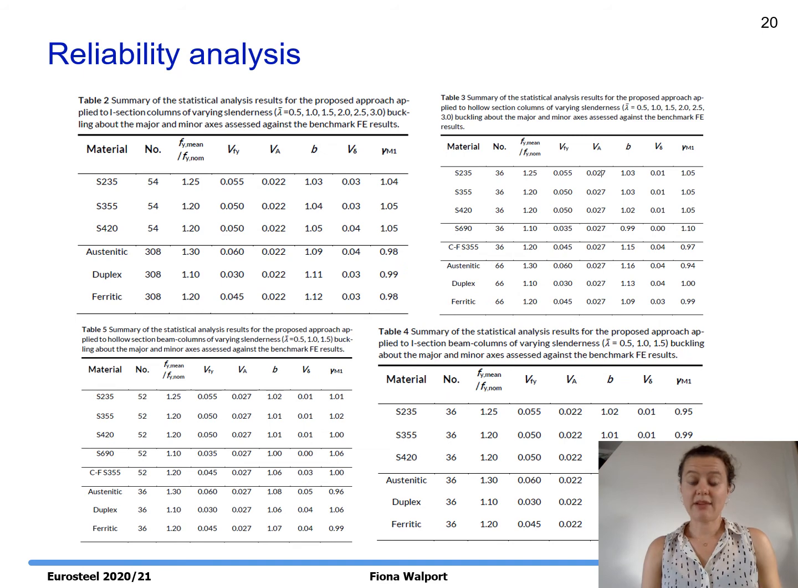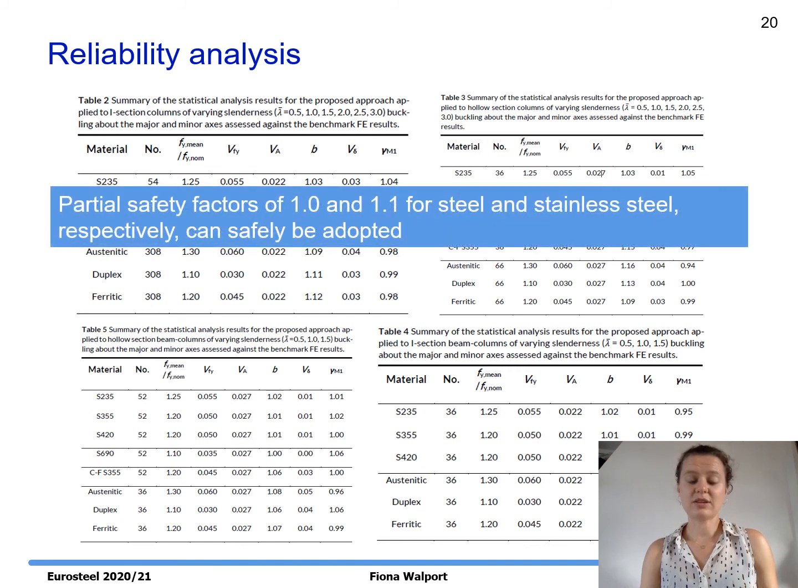The assessment was carried out on 584 beam columns, considering both major and minor axis buckling, 3 slenderness values, 4 ratios of applied compression to bending, and 3 bending moment distributions along the member length. The partial safety factor and the mean correction factor B were calculated for all cases, with the mean correction factor B calculated based on the average ratio of benchmark resistance to predicted resistance. The study concluded that partial safety factors of 1.0 for steel and 1.1 for stainless steel can safely be adopted.